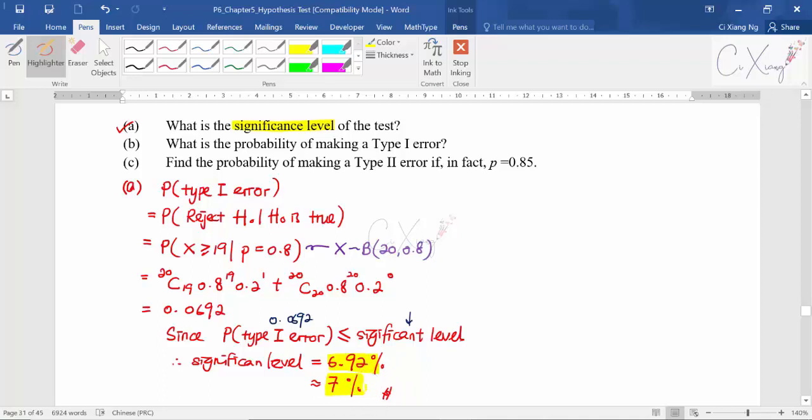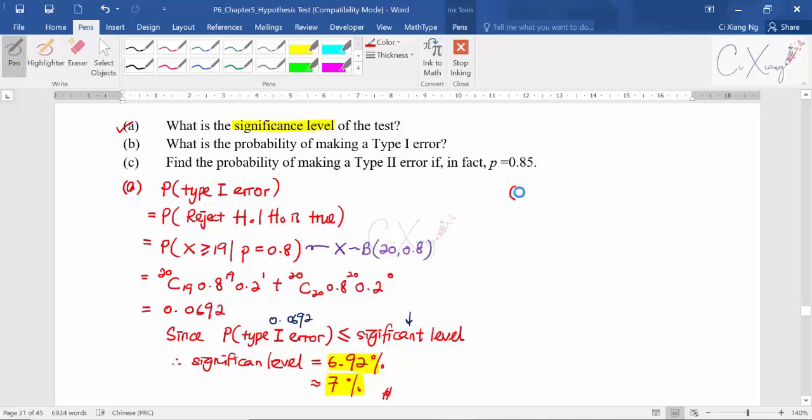Usually I will write out both. If you have 6.12%, I'll just keep it at 6.12. I will not round it up to 7 unless the question states that they want a whole number. Then you round it up. Understand what I said? For this part, some students feel confused about whether significance level can be equal to type 1 error or not. Can. The smallest value for significance level will be the type 1 error. But if the question wants a whole number, you can round it off to the next whole number. So this is what you have for significance level, and you need to write out both.